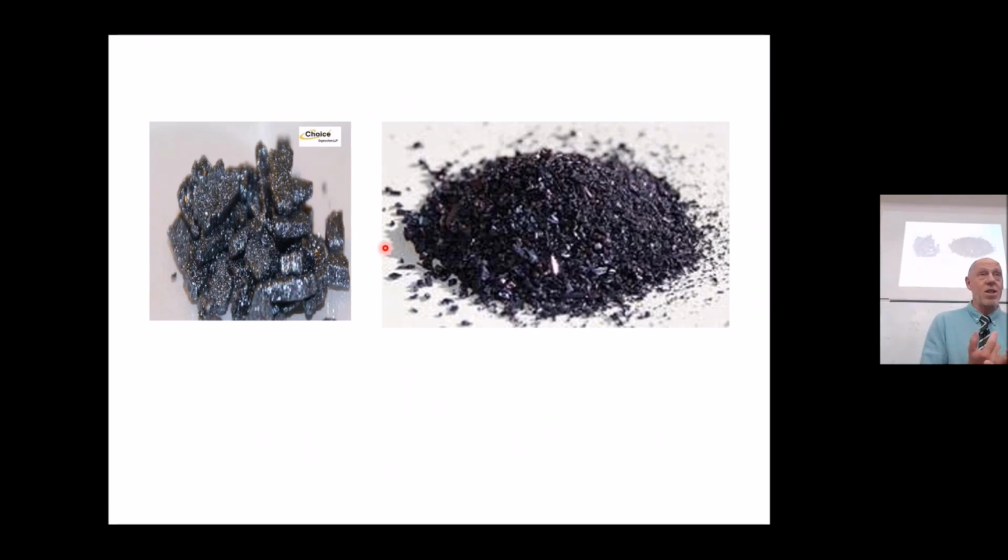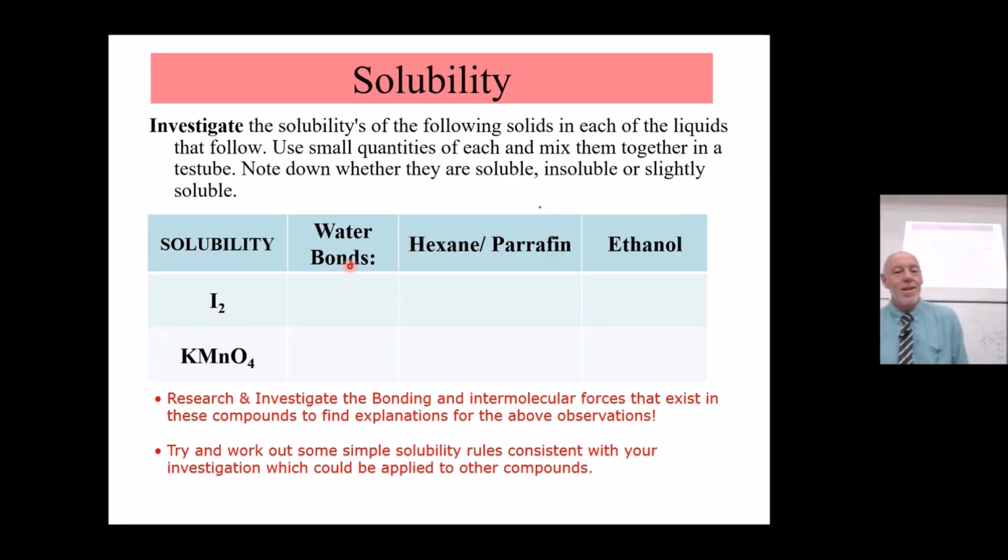They're both dark purple. They're crystalline solids. They look quite shiny, and they're solids, right? I think iodine is the one on the left. I think potassium permanganate is the one on the right. Now, if you take those two solids and you put them in different liquids, so you can put iodine and potassium permanganate in water. You could put them in paraffin, or another word for paraffin you could say is hexane, and you could put them in ethanol. See which ones they dissolve in. Okay?